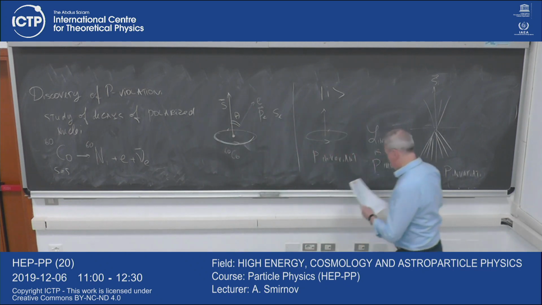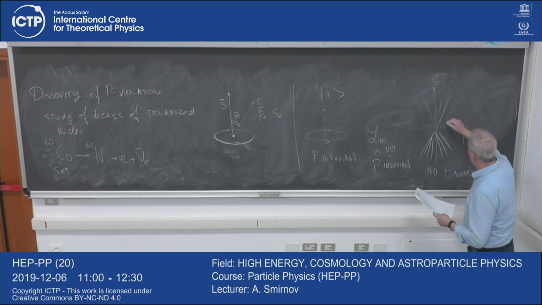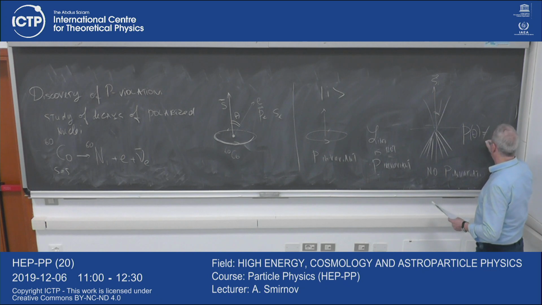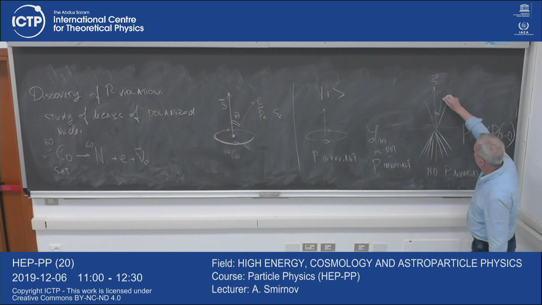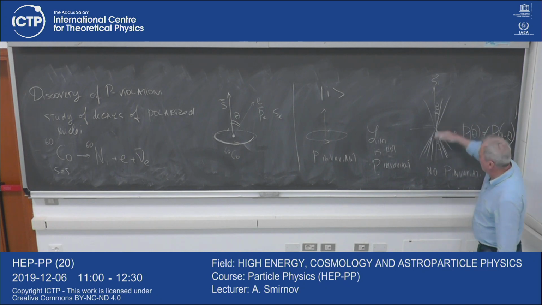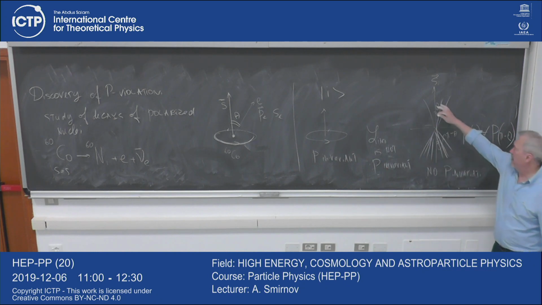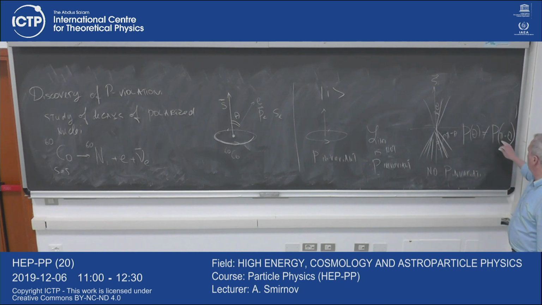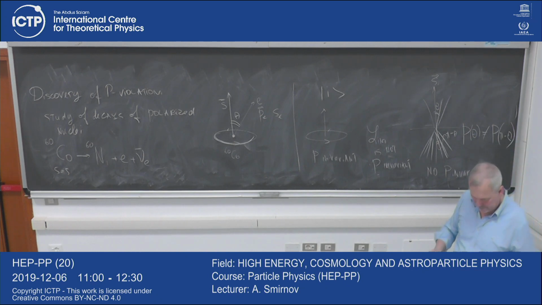So that would correspond to the situation where the probability of emission at the angle theta is not equal to the probability of emission at the angle pi minus theta. Right? So if you have these two directions, this is theta and this one is pi minus theta, then the fact that you have more electrons here than there means that you have this inequality of probabilities.